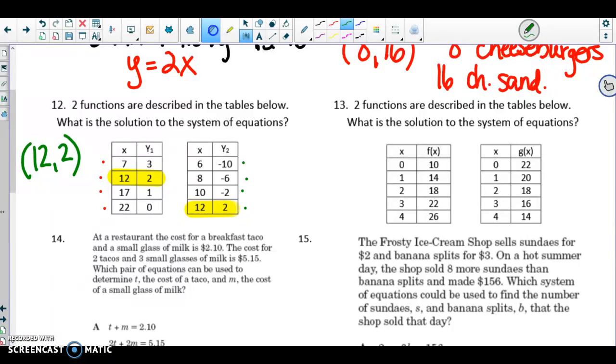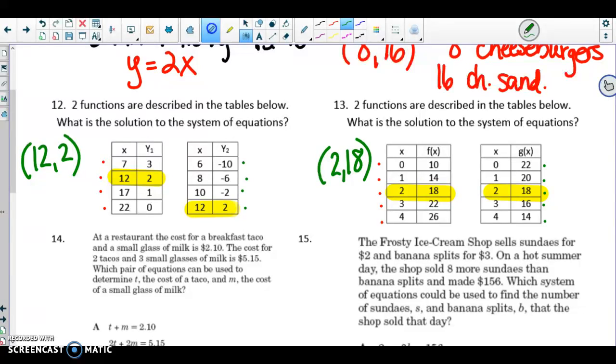All right, so looking at number 13, same type of thing. We've got 0, 10, 1, 14, 2, 18, 3, 22, 4, 26. And then on this side, we've got 0, 22, 1, 20, 2, 18, 3, 16, 4, 14. And so by observation again, my 2, 18 is the same on both of them. So my solution for this one would be 2, 18 as well.